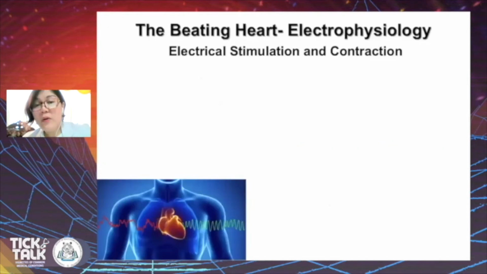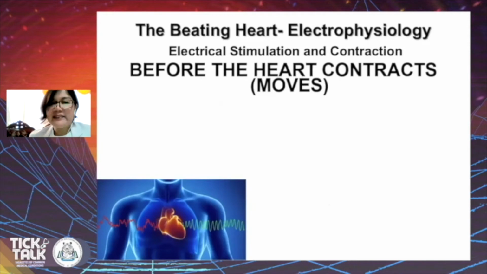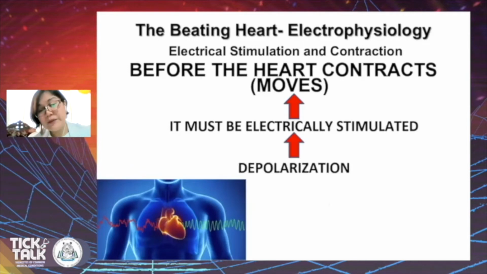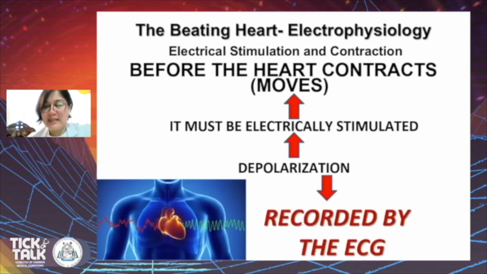As we know, the beating heart is not mainly a mechanical activity. The movement or the contraction of the heart is affected by an electrically stimulated process. The cells have to undergo depolarization to be electrically stimulated, hence causing the mechanical contraction of the heart. And these electrical activities and events of the heart are the ones recorded by the ECG.